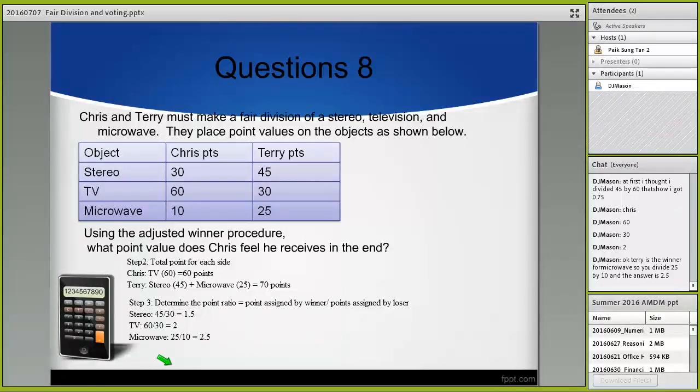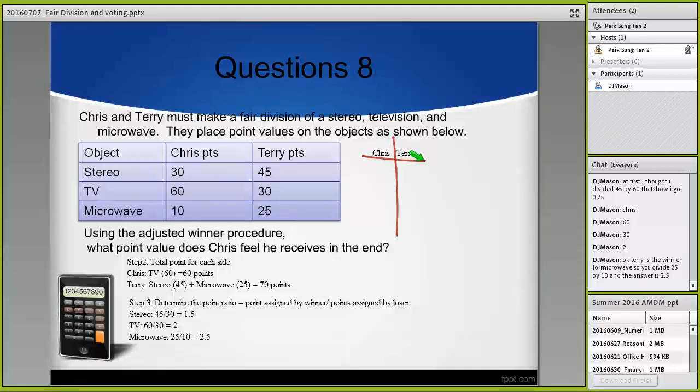Okay. Now we're going to look at step 4. Now, according to adjusted winner procedures, we are going to try to balance out the ratio. Okay? Since I know Terry got 2 things, right? Terry got, let me see, I can write here. Chris, Terry. Terry got 2 things. Terry got the microwave and the stereo. So I'm trying to balance out the ratio. Okay, microwave belongs to Terry, and stereo belongs to Terry.